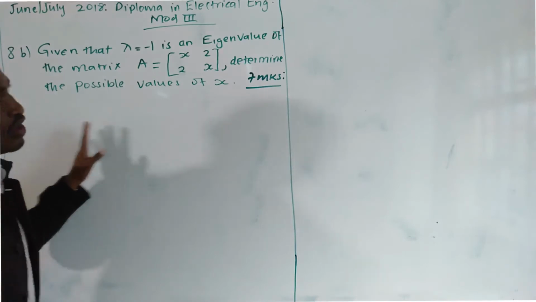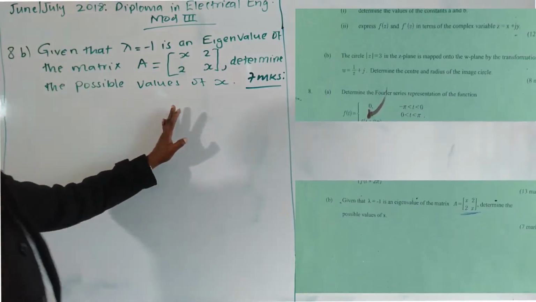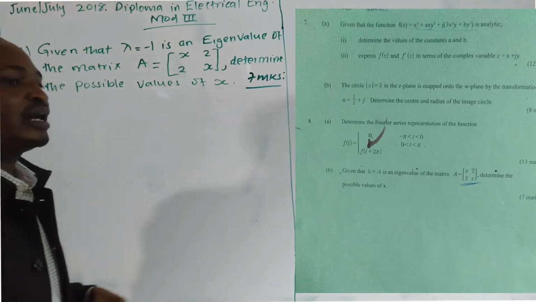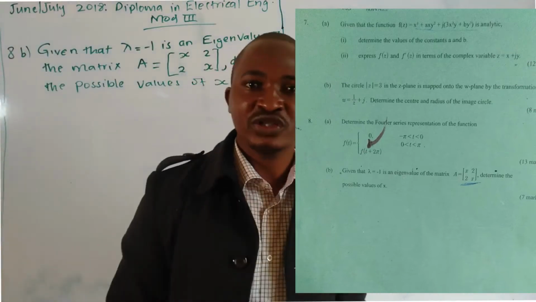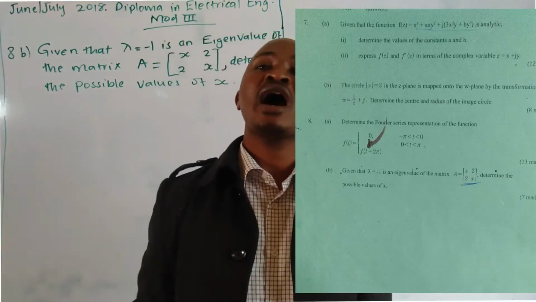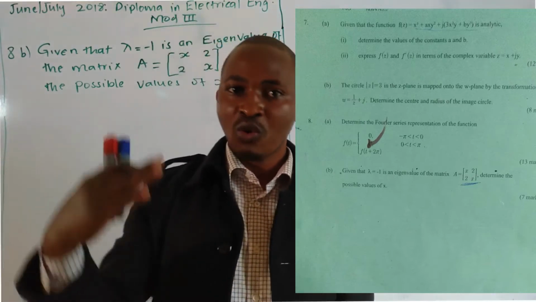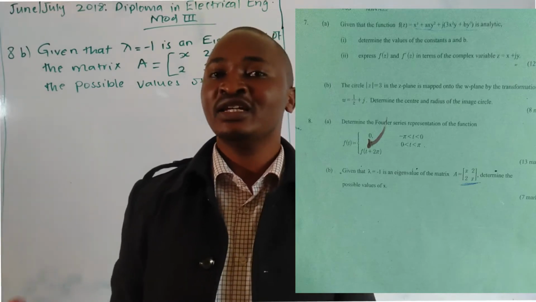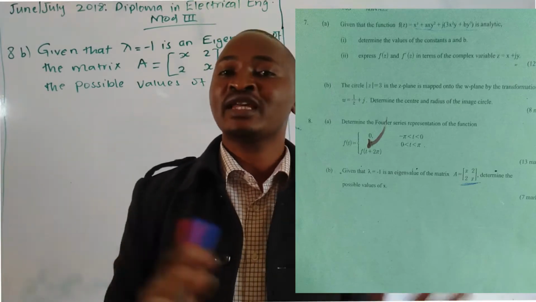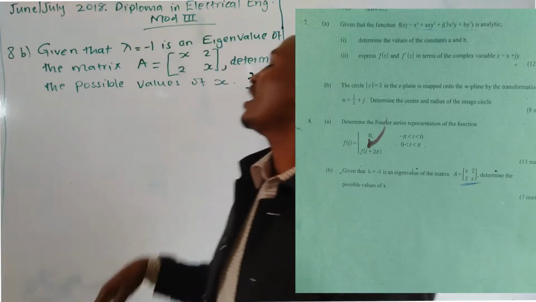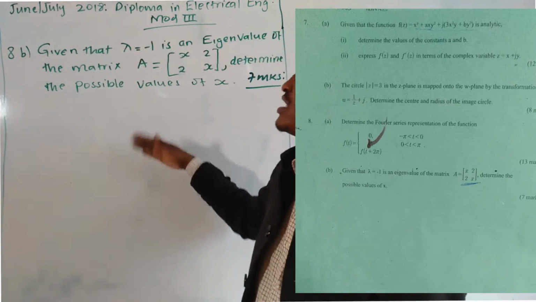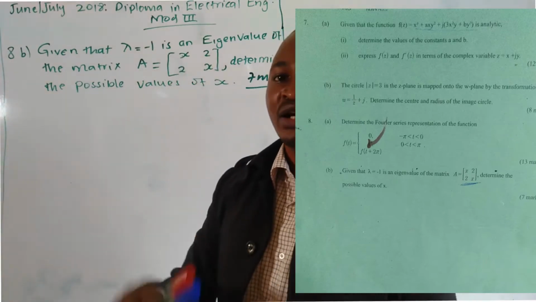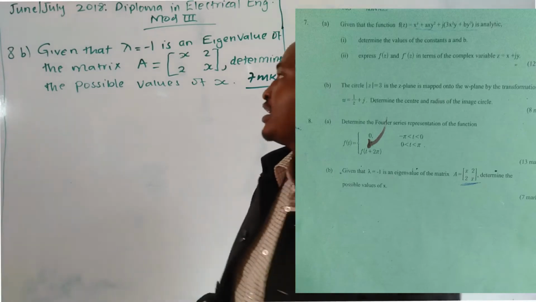Now, let us quickly go through this example. It is again Diploma in Electrical Engineering, July 2018. Remember, for the next examinations, as long as you can answer questions from one engineering course, it will also be very easy to answer questions from the other engineering course. So it doesn't matter which course you are in. This question, even though most of them I'm doing from electrical engineering, will also suit you perfectly.